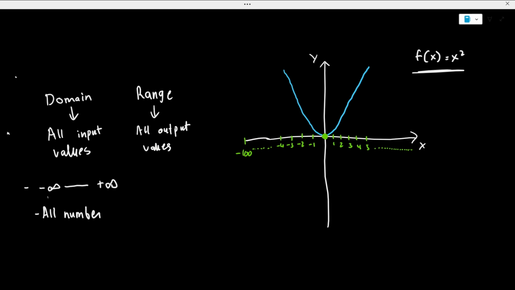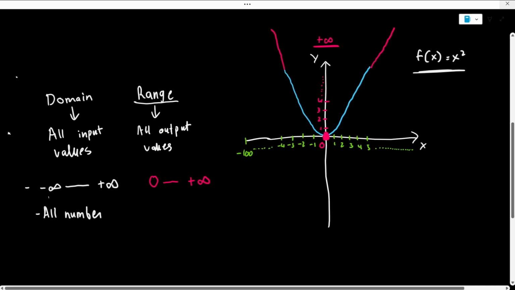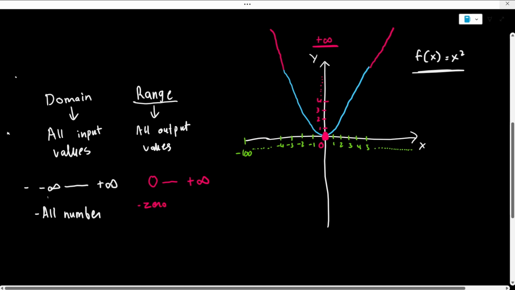Now let's talk about what is the range for this function. If you look at this function, you can have y equals 1 over here, y equals 2, y equals 3, 4, and so on, all the way to positive infinity, because this curve is going to keep on going all the way to positive infinity. So the smallest possible value that you can have is y equals 0, and then you can go all the way up to positive infinity. So your range basically goes from 0 all the way to positive infinity. This time it's only 0 and positive numbers.